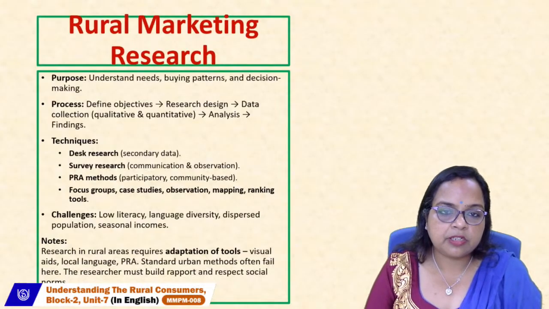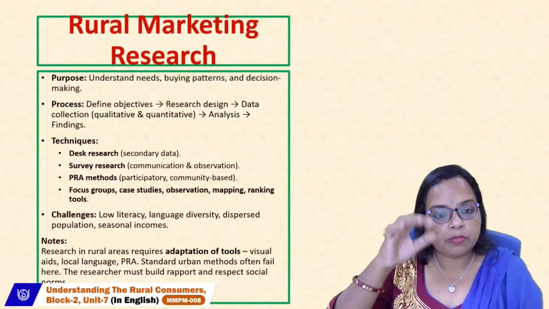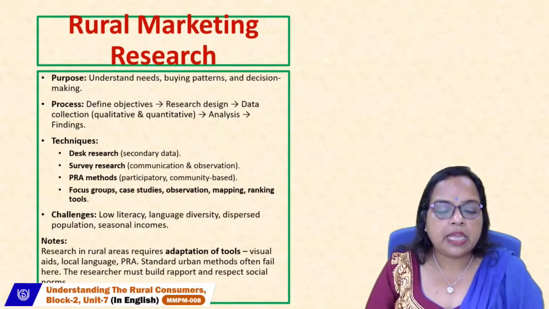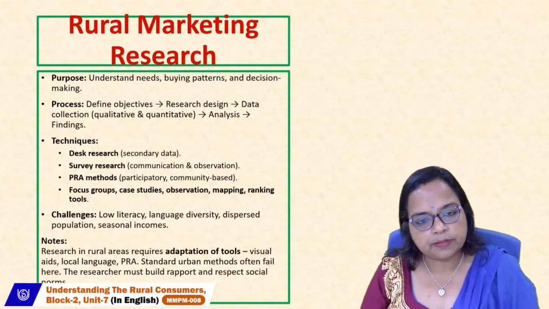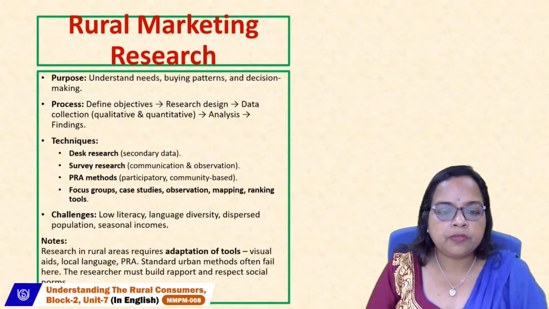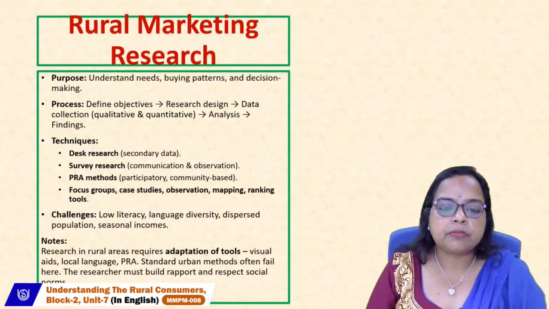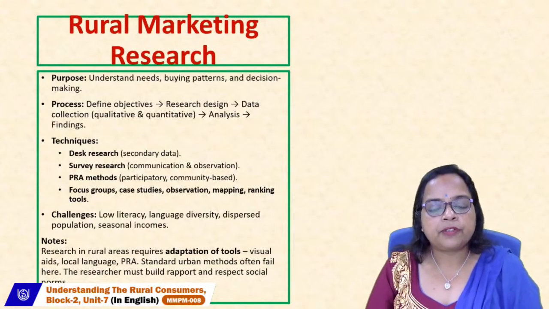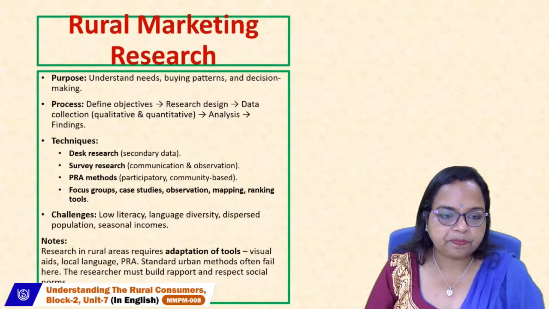So the process of rural marketing research starts with defining the objectives, why the marketer is doing the rural market research, what are the objectives. Then setting the research design, whether it is exploratory or descriptive research. Then the design to collect the data in either way of qualitative and quantitative. After data collection, the marketer will do the data analysis through a statistical application. After that, that will be interpreted to reach the findings of the research.